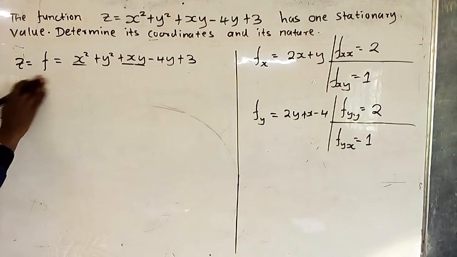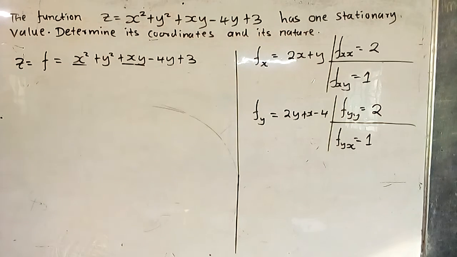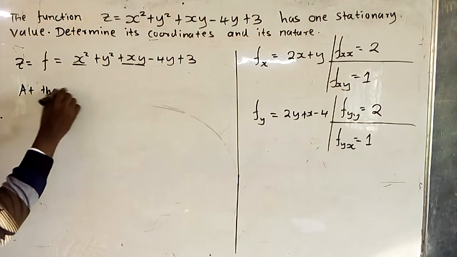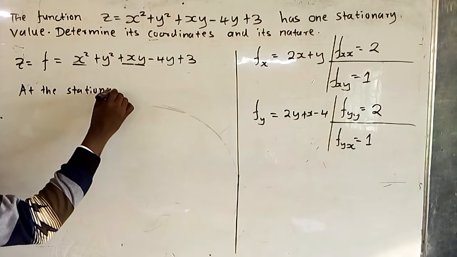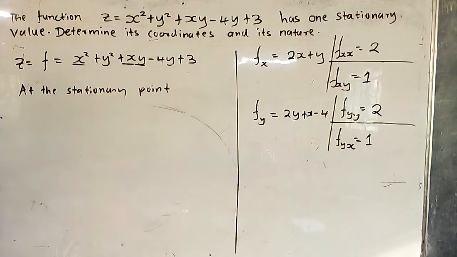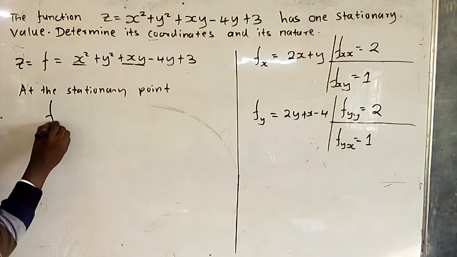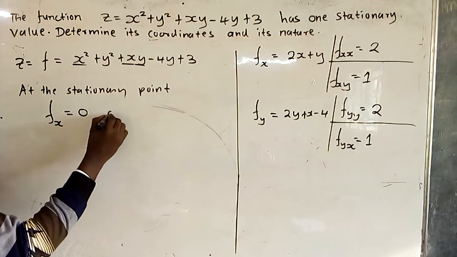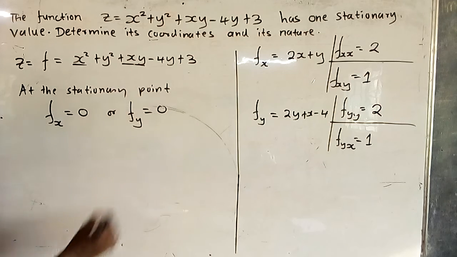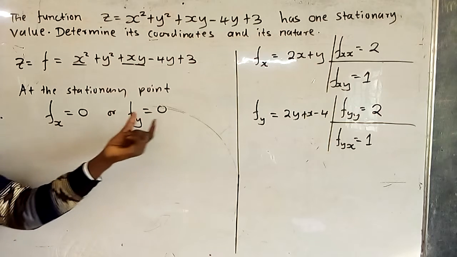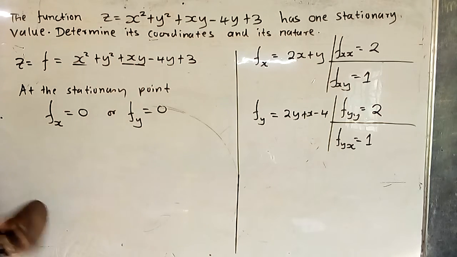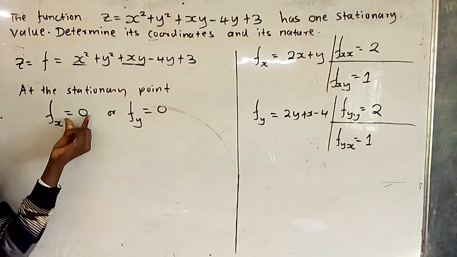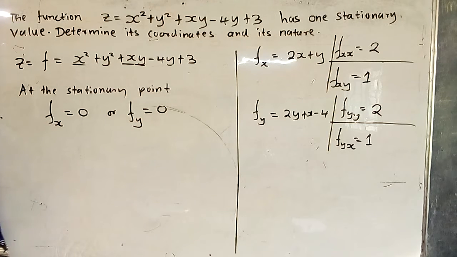So the next thing, you now want the stationary point, isn't it? So you say at the stationary point, you know that at the stationary point, the derivative of the curve is 0, isn't it? At the stationary point, the derivative of the curve is 0. So it means either the derivative partially with respect to x is 0, or the derivative partially with respect to y is 0, because it was a function of 2 variables. Are you seeing that? So at the stationary point, the derivative is 0. But here, because we are dealing with partial derivative, either the derivative partially with respect to x is 0, or derivative partially with respect to y is 0.